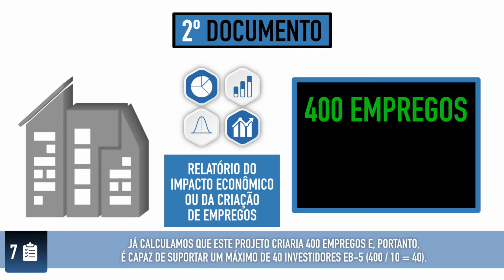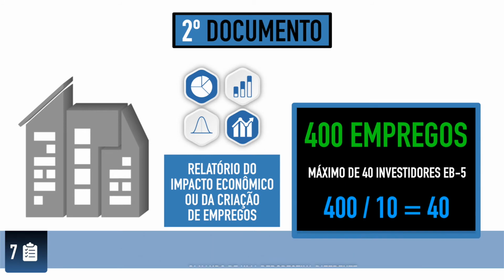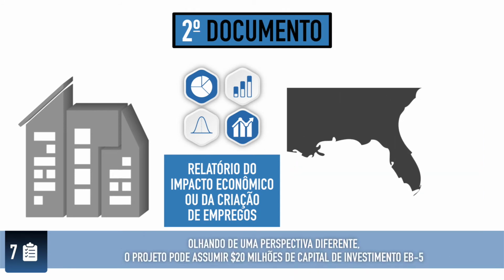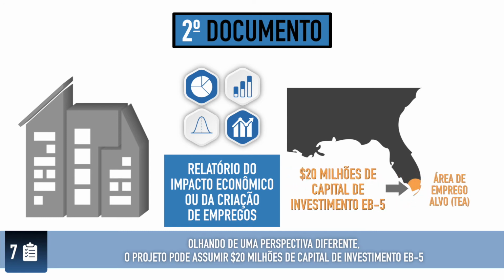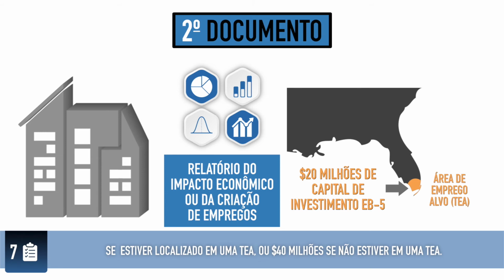We've already calculated that this project would create 400 jobs, and so it can support a maximum of 40 EB5 investors. 400 jobs divided by 10 jobs per person equals 40 investors. Looking at this from a different perspective, the project can take on $20 million of EB5 investment capital if the project is located in a TEA, or $40 million if the project is not in a TEA.